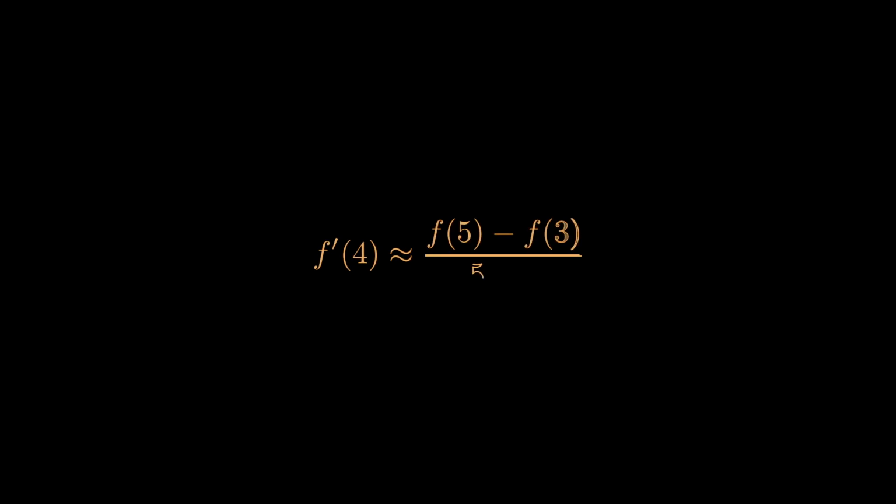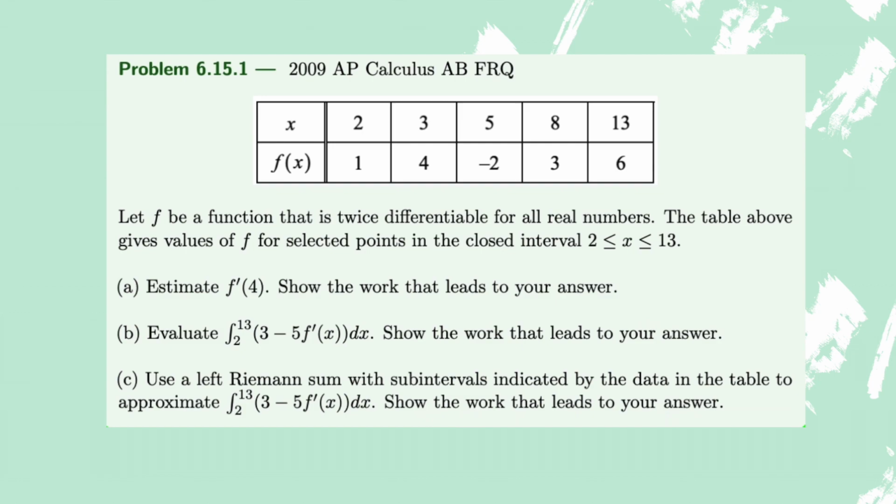So that means I want f of 5 minus f of 3 divided by 5 minus 3. So I can use the values in the table to get negative 2 minus 4 divided by 2, which is negative 3. Now for part B, we want to estimate this integral from 2 to 13 of 3 minus 5 f prime of x.